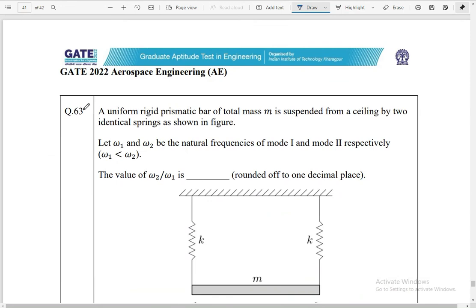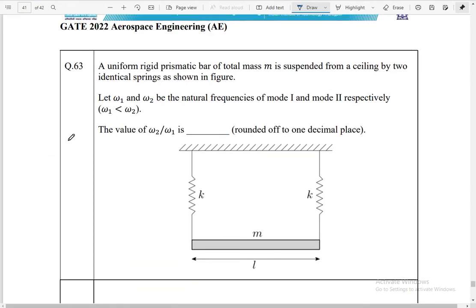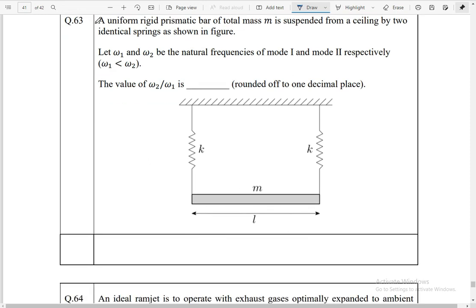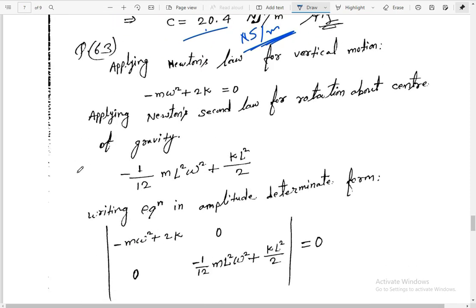A uniform rigid prismatic bar of total mass m is suspended from a ceiling by two identical springs as shown in figure. Let omega 1 and omega 2 be the natural frequencies of mode 1 and mode 2 respectively. The value of omega 2 by omega 1 is? Applying Newton's law of vertical motion.